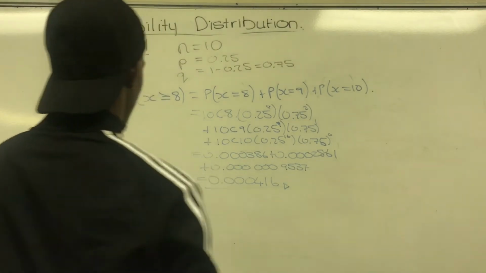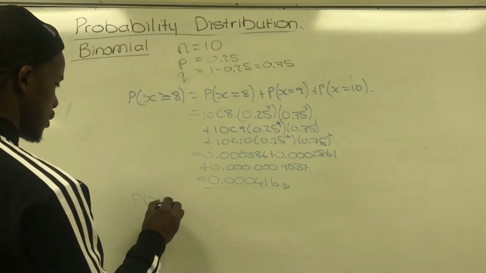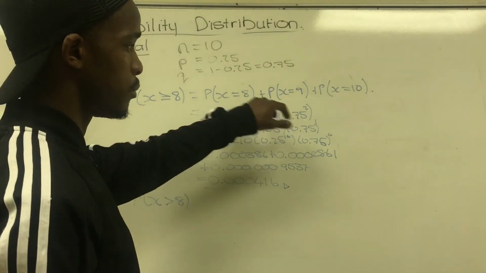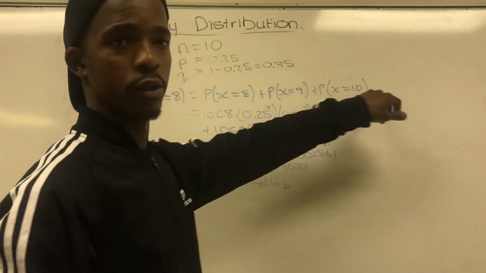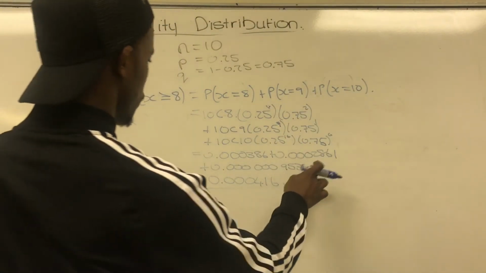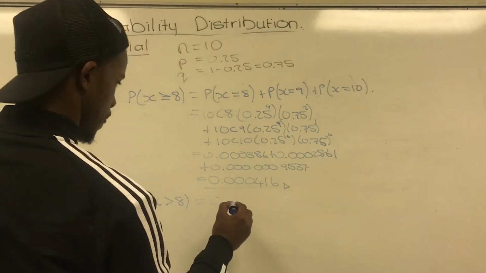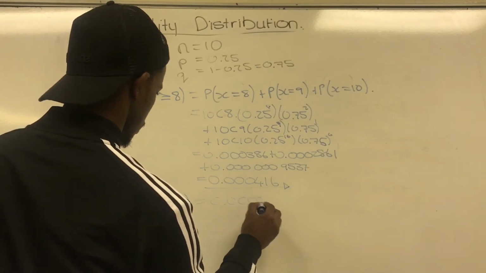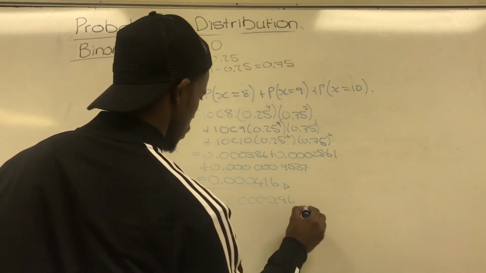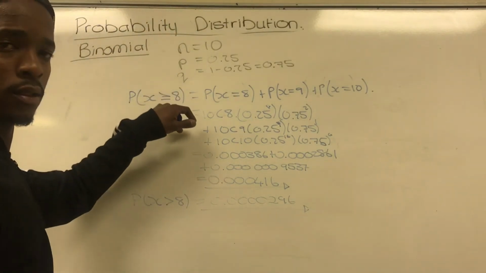Our next question asks, what is the probability that x is more than 8? This one does not include 8, meaning you'll only be summing your 9 and your 10. In this case, since we already have them from the previous question, they should give you a total of 0.0000296. Be very careful as to whether they say more than or at least.